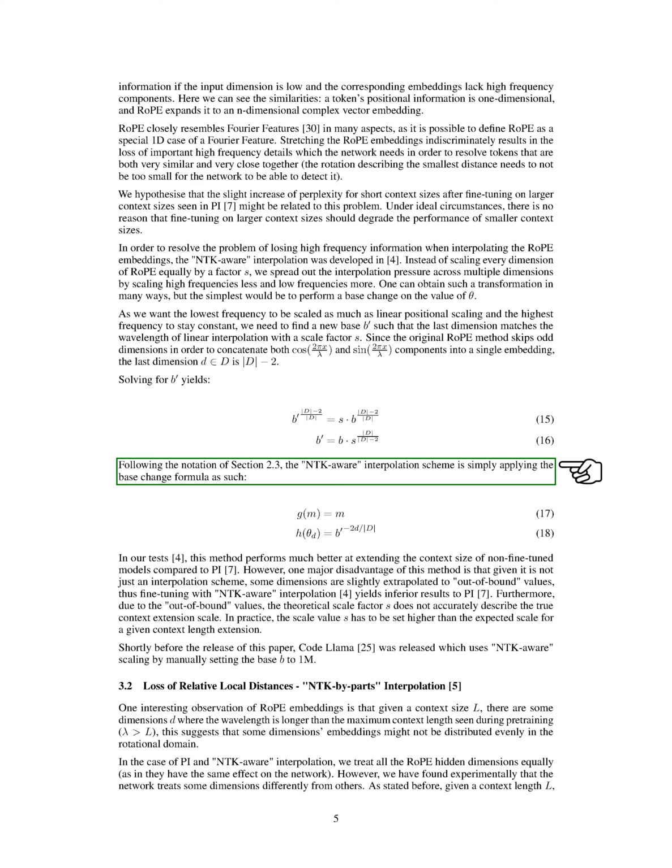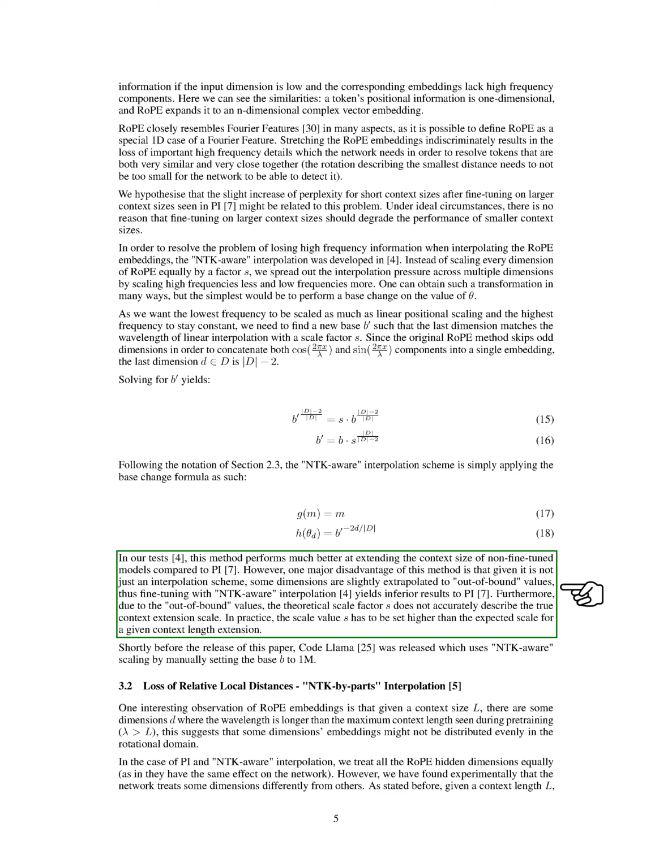However, it does have a major drawback. It's not just an interpolation scheme, and some dimensions are slightly extrapolated to out-of-bound values. This means that fine-tuning with NTK-aware interpolation yields inferior results to PI. Additionally, the theoretical scale factor S doesn't accurately describe the true context extension scale. In practice, the scale value S has to be set higher than the expected scale for a given context length extension. Just before we released this paper, Code Llama was released, which uses NTK-aware scaling by manually setting the base B to 1M.